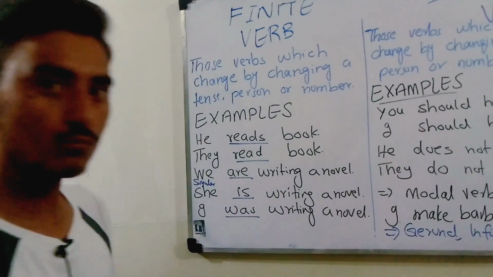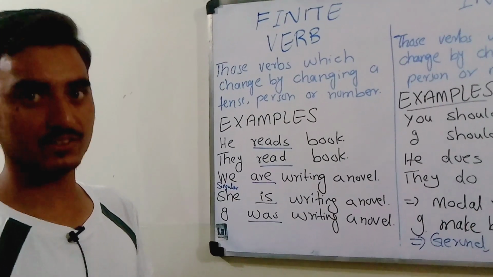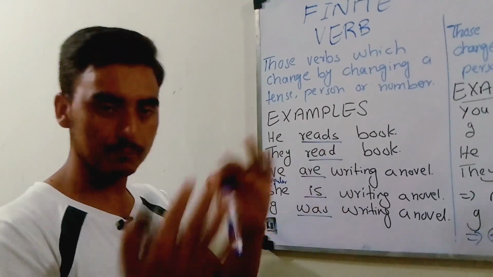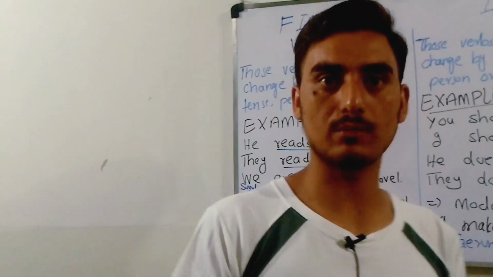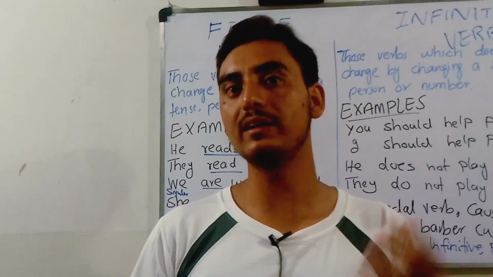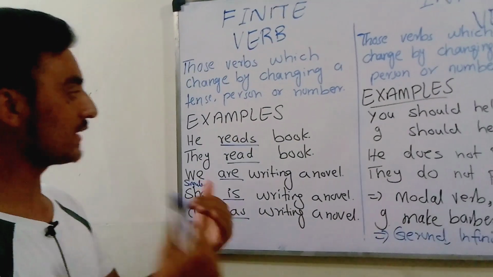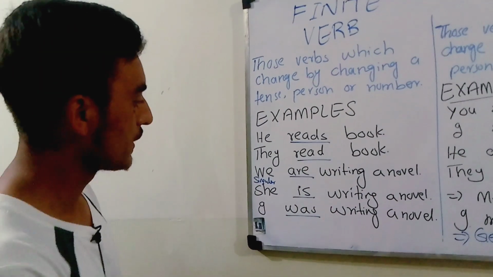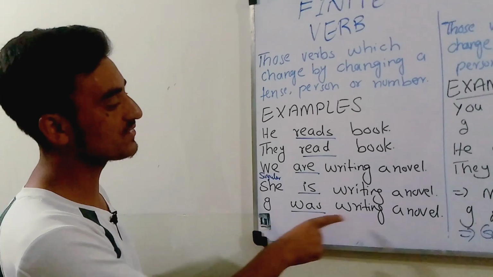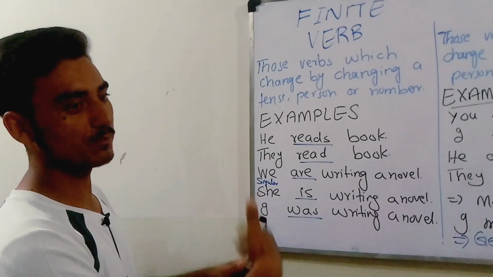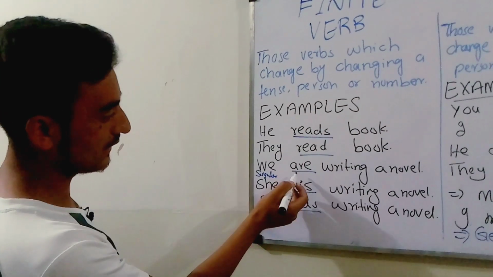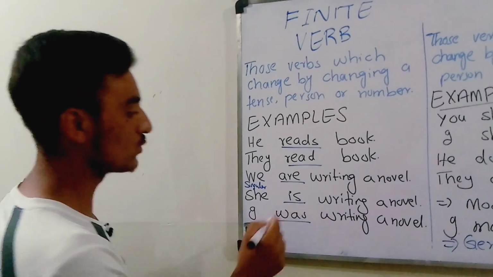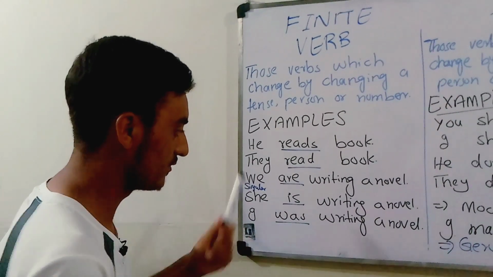Do we have any example of tense change in these examples? Yes, obviously. Finite verb is applicable for every tense. We have 12 tenses in grammar, and you can find a finite verb in any tense. Here I have given examples of present simple and present continuous, and one example of past continuous. Next we have I was writing. It is changing by changing a tense. So this is past continuous. Here it was are, in this sentence it became is, and at last it became was. So here we have finite verb.